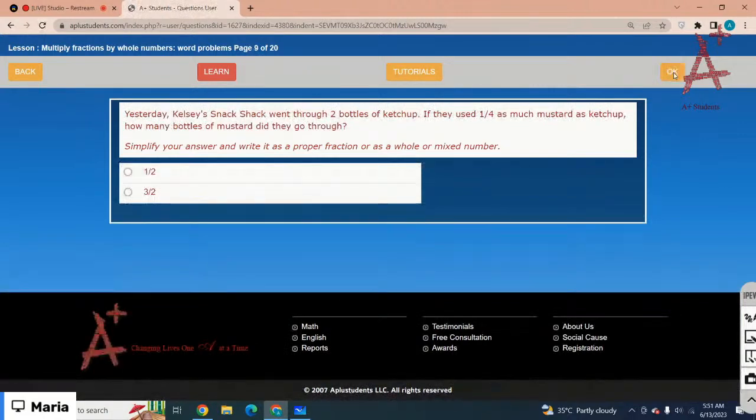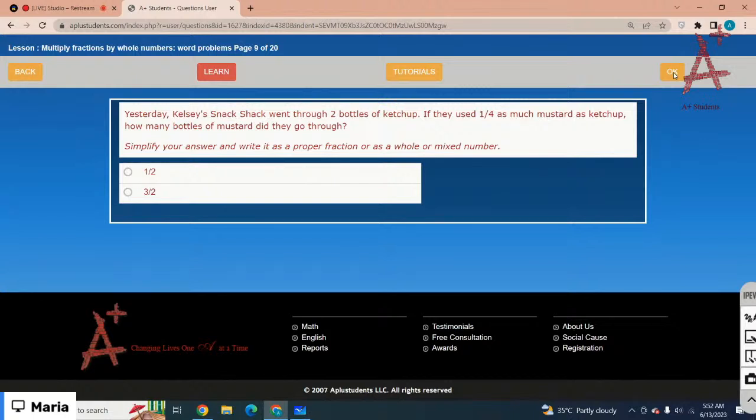Yesterday, Kelsey's Snack Shack went through 2 bottles of ketchup. If they used 1/4 as much mustard as ketchup, how many bottles of mustard did they go through? So, which is the correct option? You have to do 2 times 1 over 4.